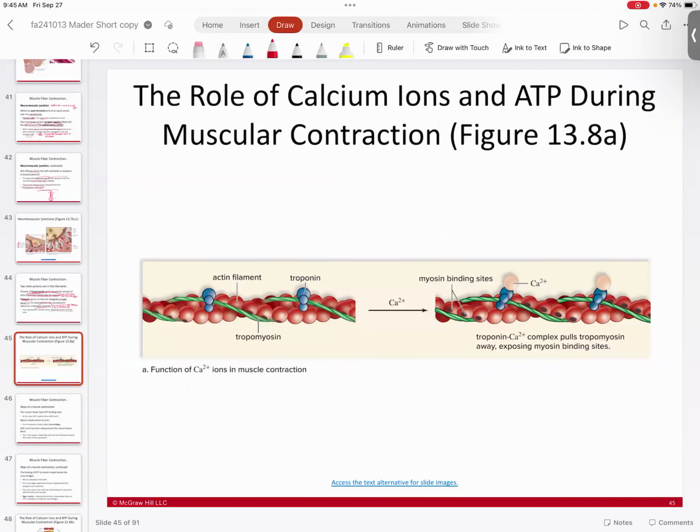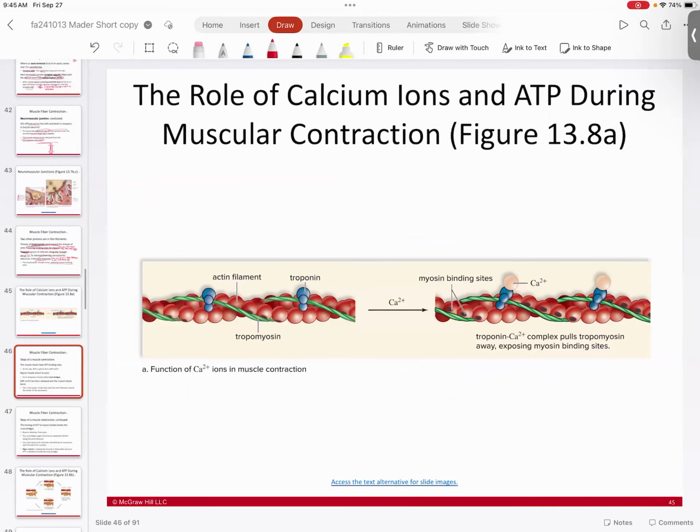Here's what it looks like. So you can see your tropomyosin is covering up these little binding sites here. And then when calcium comes in and binds to the troponin, so here's the troponin here, your troponin will pull on the rope, exposing these binding sites. And now you can form your cross bridges and get that pull.